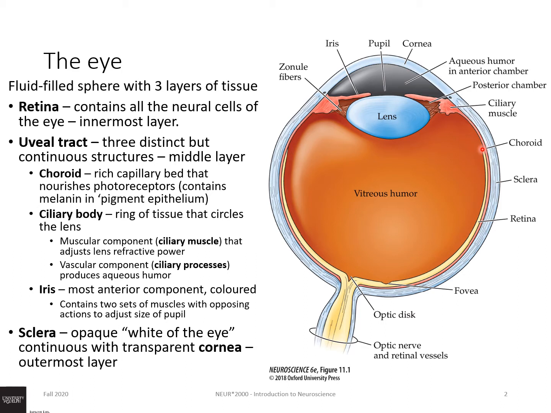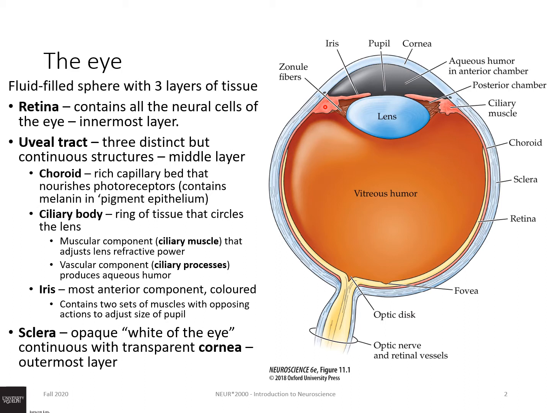There's also the ciliary body. This is a ring of tissue that encircles the lens. So you have to remember that this is a cross section of a sphere. And so this ciliary body and ciliary muscle completely surrounds the lens. It has a muscular component that adjusts the lens's refractive power. So it can cause the flattening or rounding of the lens through a process called accommodation, which we'll talk about in a little bit.